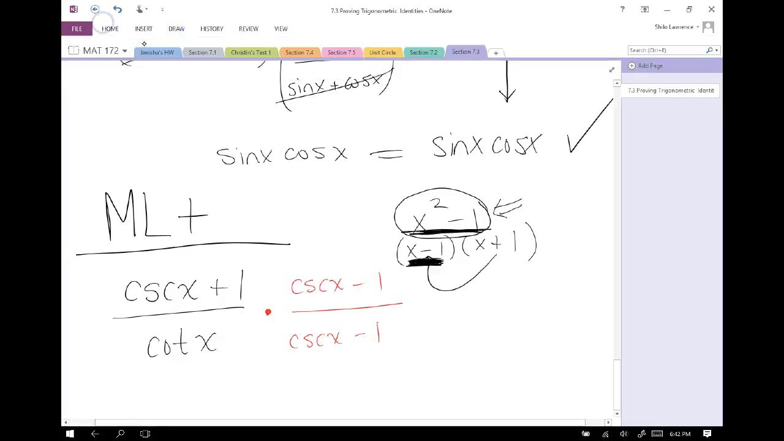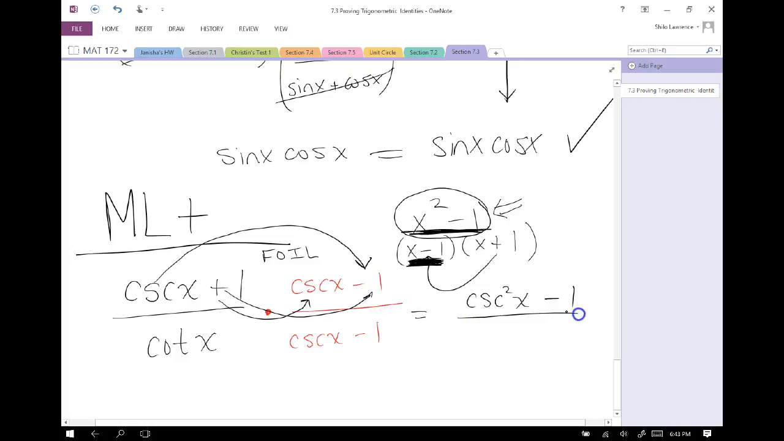Now in the top, when we FOIL that out, we get cosecant squared x. The inners and the outers end up canceling. Anytime you multiply conjugates, they cancel because we're going to get a negative cosecant and a positive cosecant, which just makes 0. And then negative 1 times positive 1 is a minus 1. In the bottom, I'm not going to multiply out. I'm just going to write those two pieces next to each other for now.